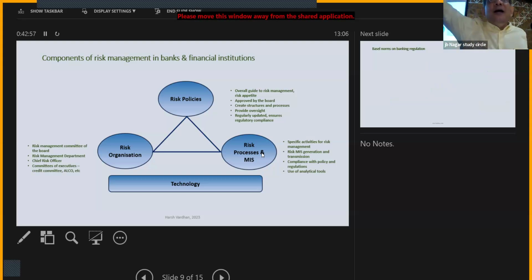which then conducts these processes. And it reports to either the risk committee of the board or the CRO, or a combination thereof. So these three elements together result in risks being managed in a bank and a financial institution.